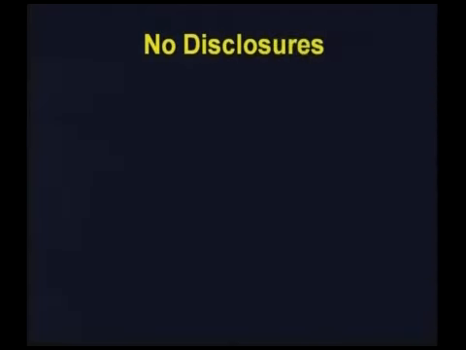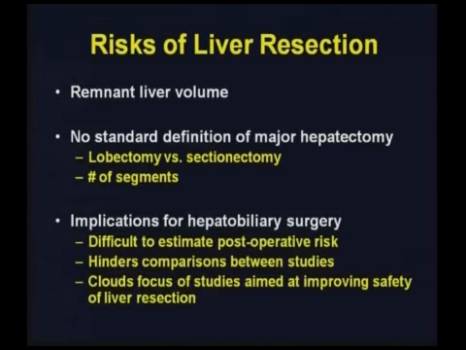We have no disclosures. It is widely recognized that the risks of liver resection are directly related to the volume and synthetic function of the liver remnant. However, this volume is difficult to determine preoperatively and is widely underreported.